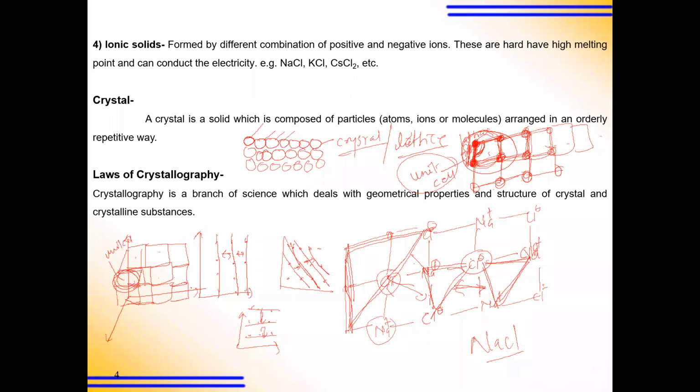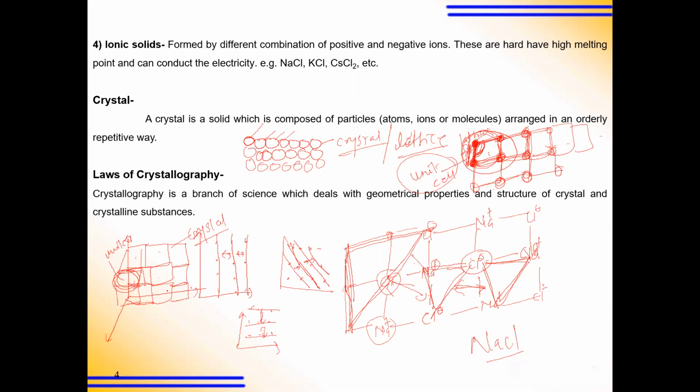So it means that points are present, not lines, which constitute the space lattice. The lines joining the points are imaginary. What we have joined here is imaginary joining. This is not exact, it is an imaginary joining.